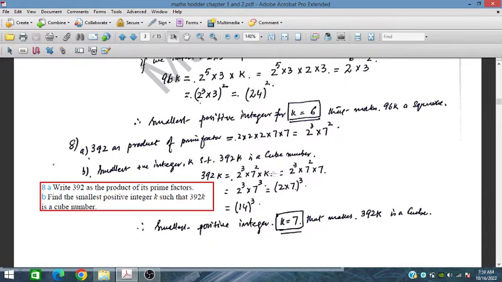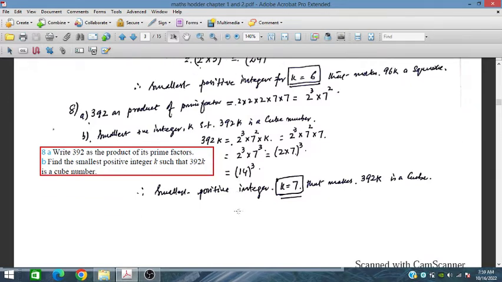So in place of k, we have to write 7. So this becomes 7 power 3. This 2 power 3, 7 power 3, then becomes 14 power 3. So in place of k, we write this 7. So k equal to 7 is the smallest positive integer that makes 392, the product of its prime factors, become a cube, such that 392k becomes a cube number. If we multiply this 392 with 7, then it becomes a larger number, and this is the cube of 14.